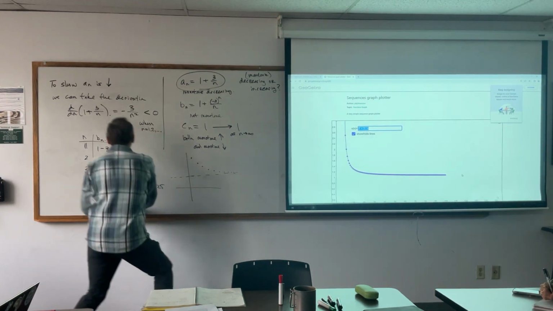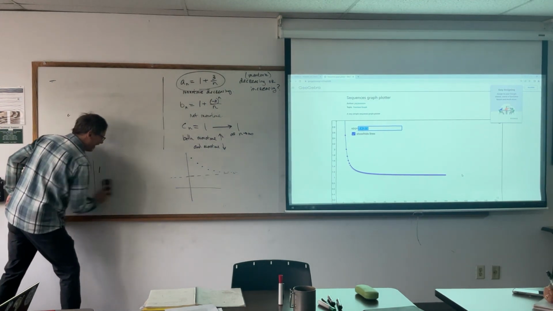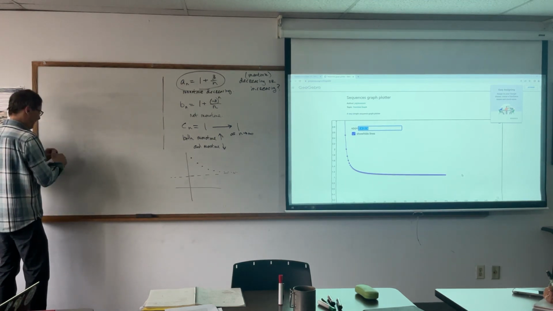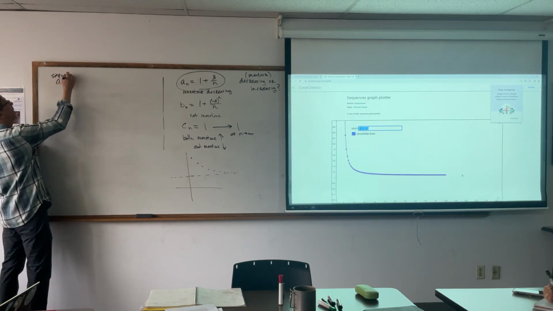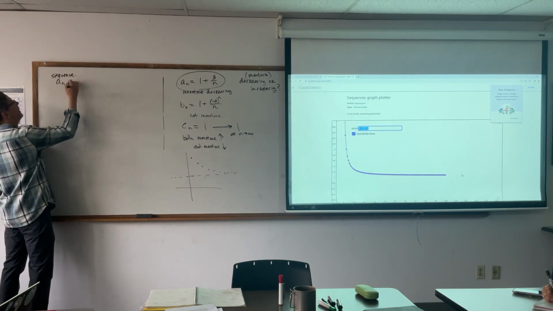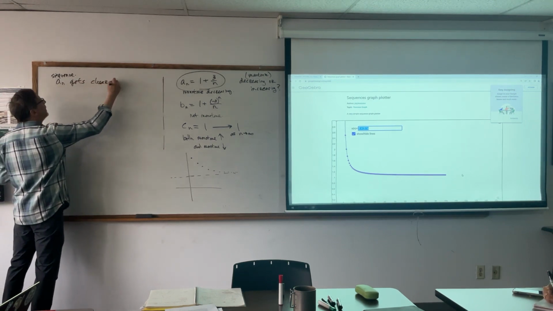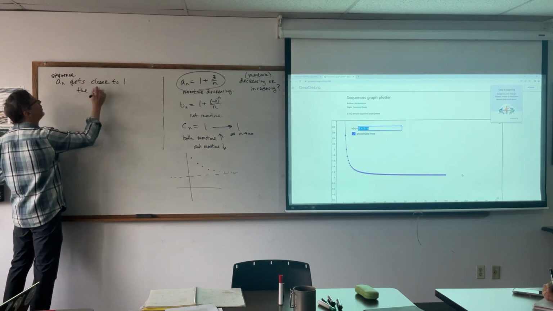I want to talk next about what happens when n is really large. So let me summarize a little bit first. A sequence a sub n gets closer to 1 the further out we get, the larger n gets.